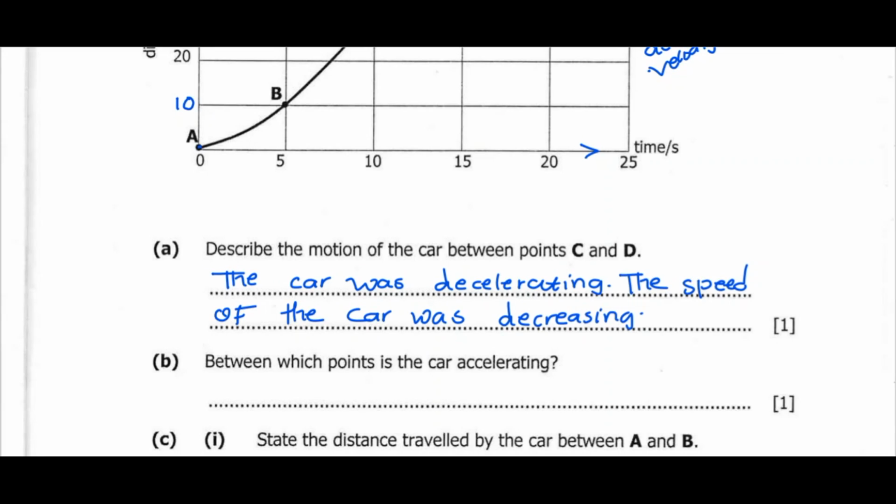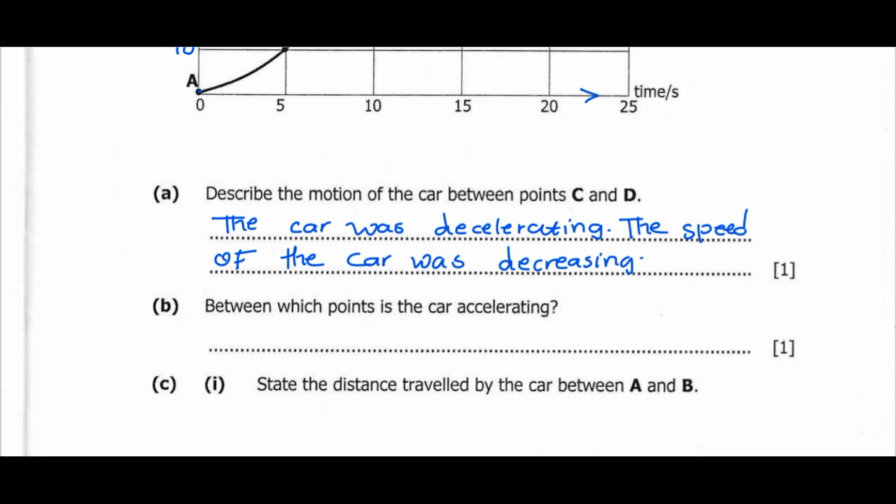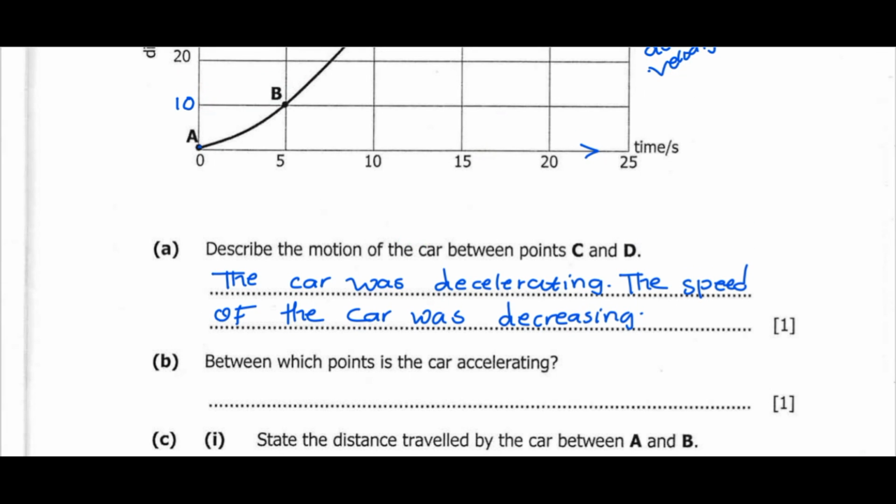Okay, let's move on to between which points is the car accelerating. So it's between A and B. Remember, here we have accelerating, then CD we have decelerating.